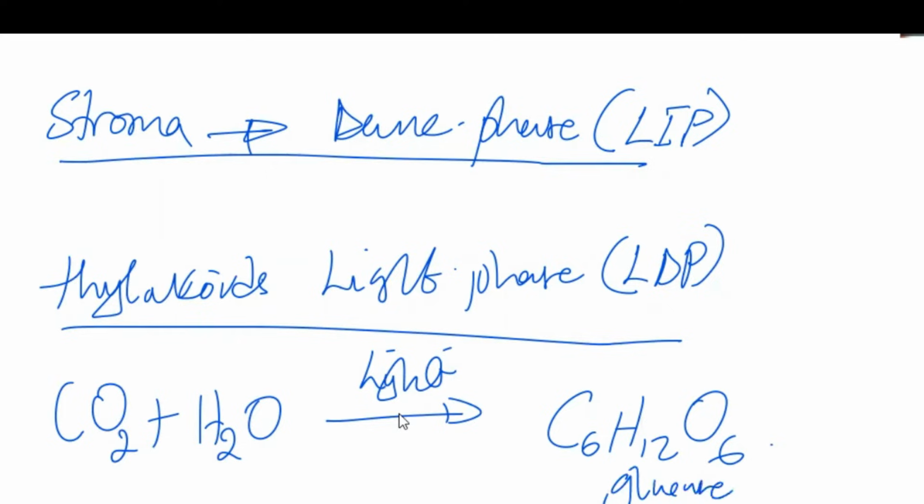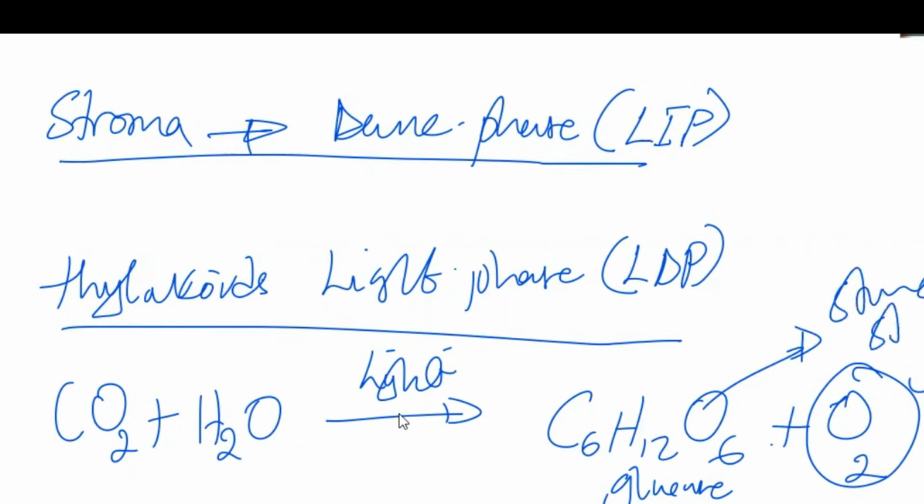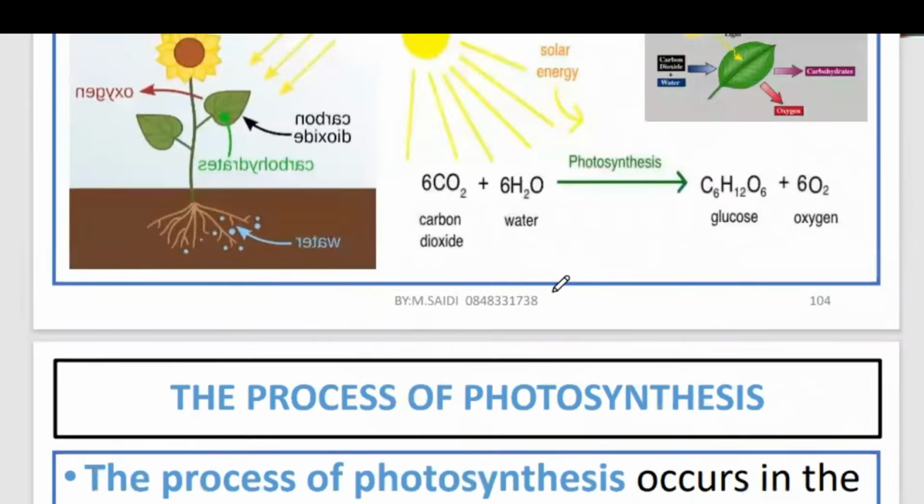Remember, glucose is in the form of a carbohydrate, a monosaccharide, plus the oxygen. Plants don't want this oxygen, so the oxygen is released into the atmosphere. The glucose is stored in the form of starch, and then they can use it. So when you go and eat the plant, you're eating this starch, and then you're able to get the energy.